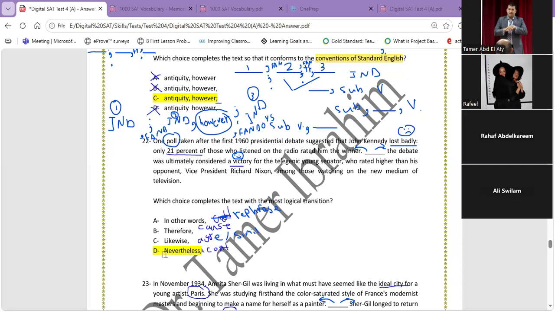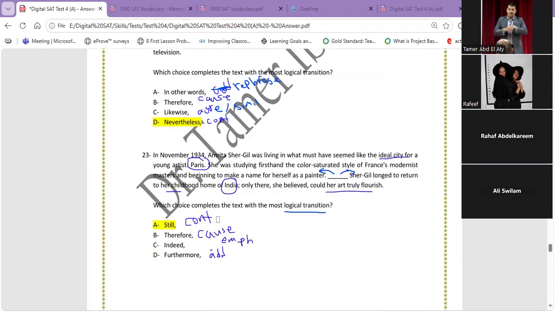So here, contradiction nevertheless. Contradiction, nevertheless. Still contradiction. Therefore, cause and effect. Indeed, emphasize. Furthermore, addition. Take a sentence before and a sentence after. I think I gave you the paper before that shows you all of this, and I'm going to share it again for the people who joined late.